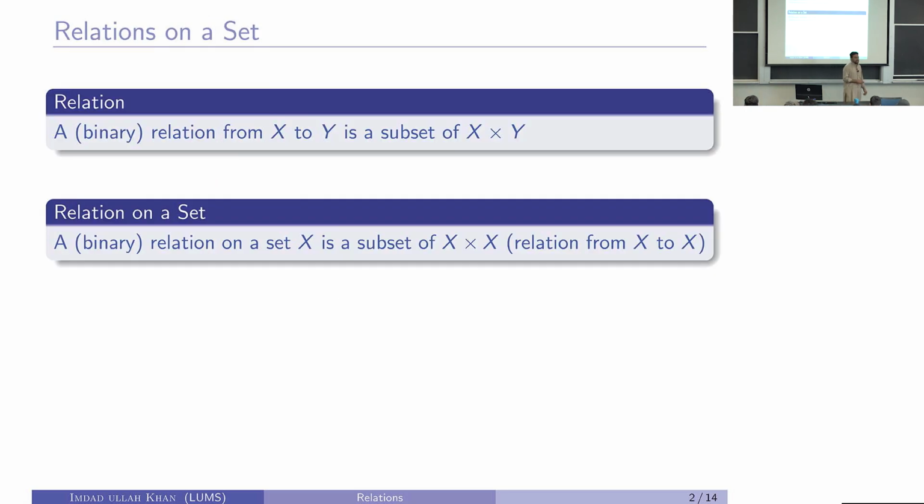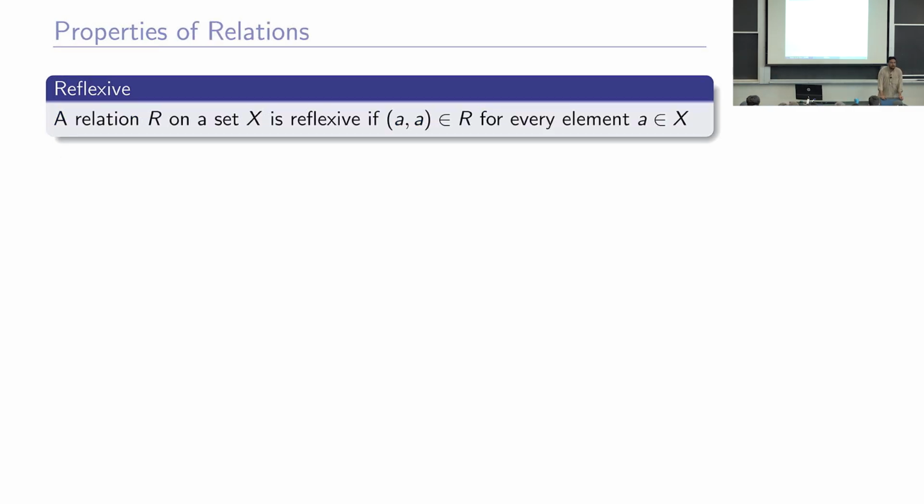Okay, some properties of relations. A relation from X to Y is a subset of X cross Y. A relation on a set X is a subset of X cross X, if X and Y are equal. By the way, the flicker is still there. So it's a binary relation, and from now on we are going to talk about binary relations.